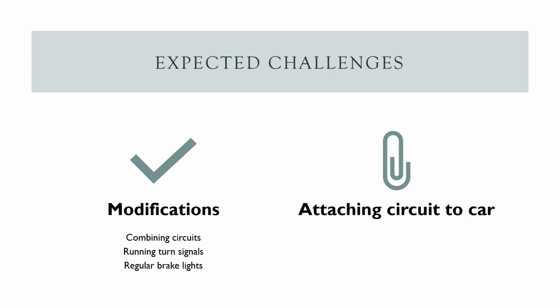A lot of the challenges we expect to see while constructing this have to do with the modifications we will be making to our circuit. We plan to combine these circuits, which will be challenging to put them all together while maintaining the individual functions. We also plan to alter the turn signals to be running turn signals instead of regular ones. Additionally, we are going to change the flashing brake lights to regular brake lights. These will bring about a lot of challenges as it will require us to branch out and use only our minds rather than following a circuit diagram.